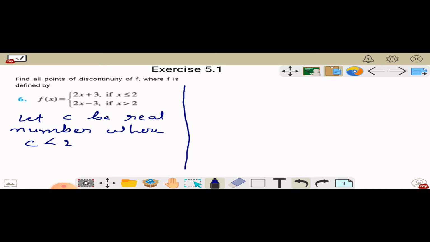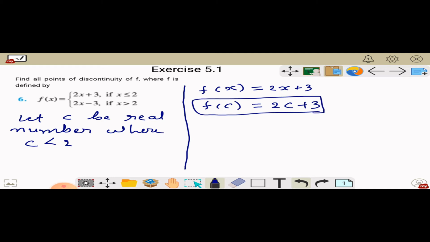We know that f is well defined for all the points which are less than 2. So first of all, f of x will be 2x plus 3 for all the points which are less than 2. Now f of c is equal to 2c plus 3, right?